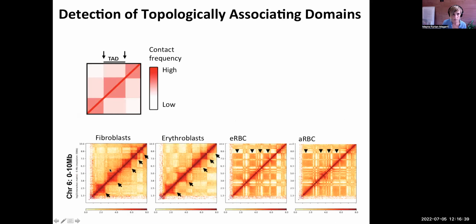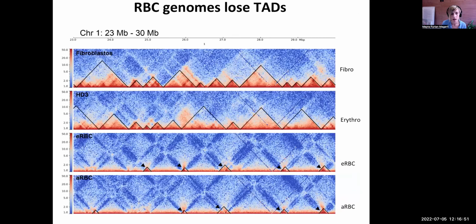So we again went to quantify this in a systematic manner, using a metric to call topologically associating domains in these genomes. And we could see that, first of all, there is a massive loss of domains in the embryonic and the adult red blood cells compared to the erythroblast. As you can see here in these images, the loss of all these structures.